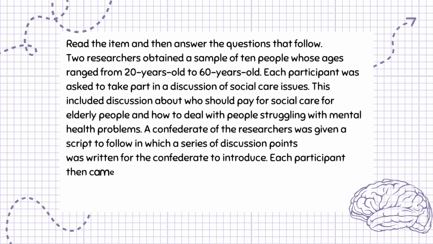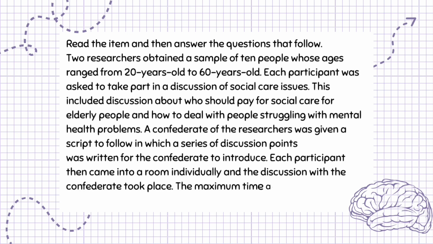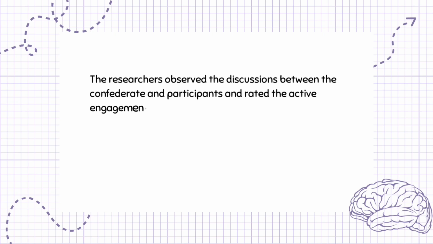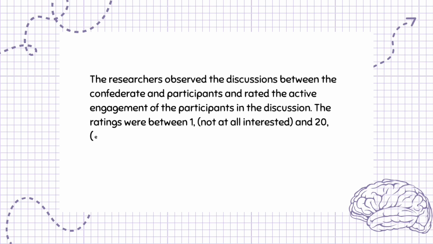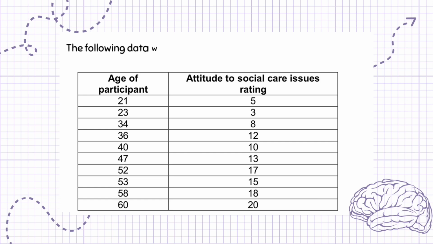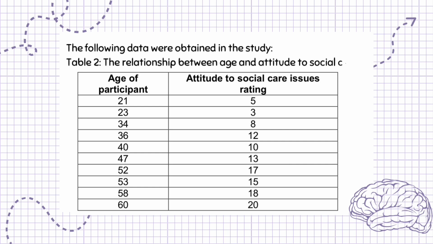Each participant then came into a room individually and the discussion with the confederate took place. The maximum time allowed for a discussion was 30 minutes. The researchers observed the discussions between the confederate and participants and rated the active engagement of the participants in the discussion. The ratings were between 1, not at all interested, and 20, extremely interested. The researchers believed that the rating provided a measurement of the participants' attitudes towards social care issues. The following data were obtained in the study. Table 2. The relationship between age and attitude to social care.